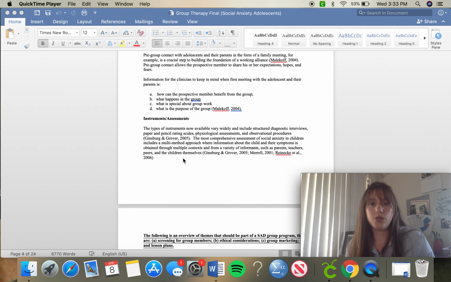I don't want to go too into detail about this, but I did just want to bring up instruments and assessments. It typically includes a multi-method approach, and information about the child is gathered through a variety of informants and through multiple contexts. Through teachers, peers, parents, and the child themselves, that is how they're going to be assessed, and how clinicians are going to figure out what instruments they're going to use with those adolescents.